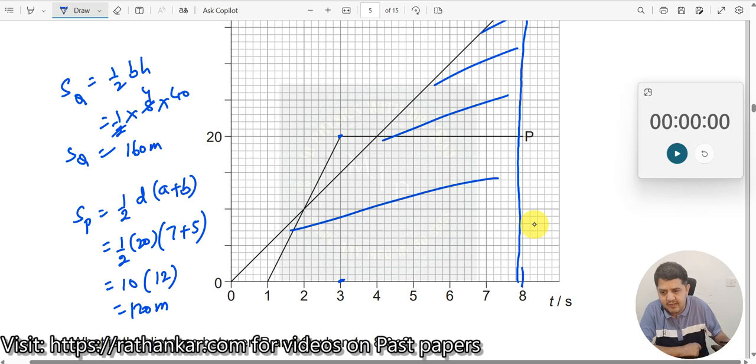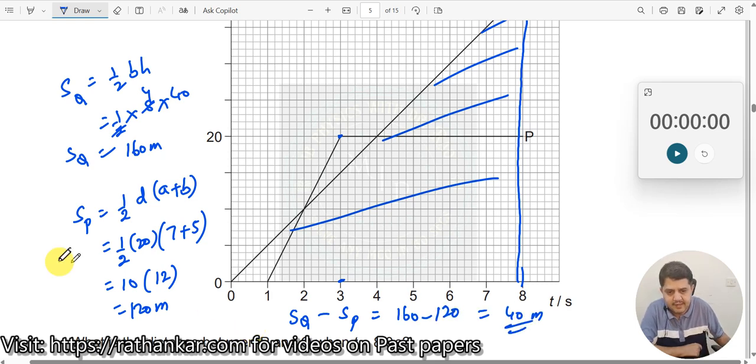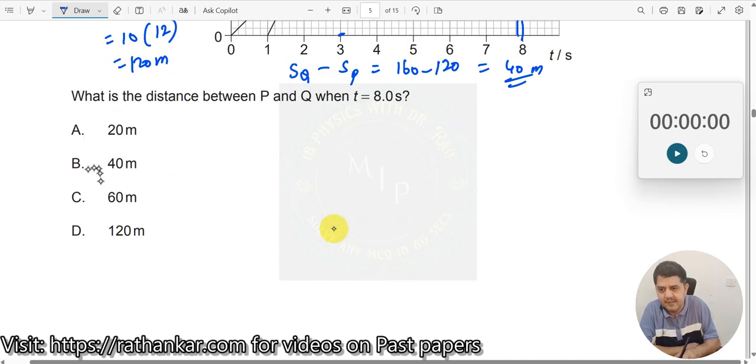which should be equal to 120 meter. What is the question here? What is the distance between? Which means what? I should find out SQ minus SP, which would be 160 minus 120. 160 minus 120 should be equal to 40 meter. So the answer should be 40 meter. Answer is 40 meter. Okay.